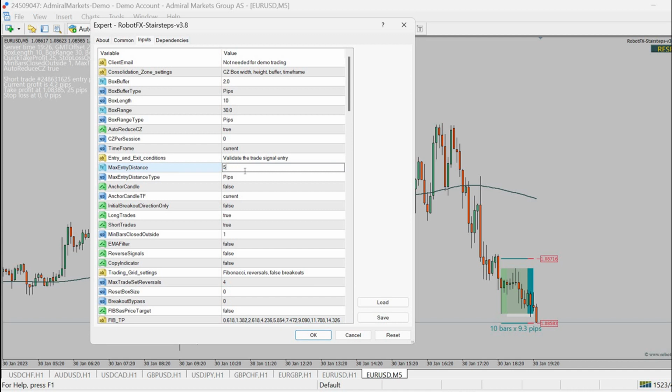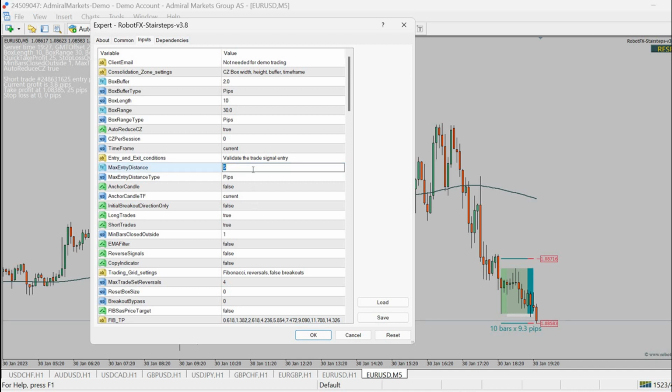So for example, if I set a maximum entry distance to 5 pips, it means that if the candle closes outside the consolidation zone, and this is the moment when the expert advisor places the trade, when the candle closes more than 5 pips away from the buffer, because we're using the buffer, the expert advisor will ignore the trade and will not place that order.